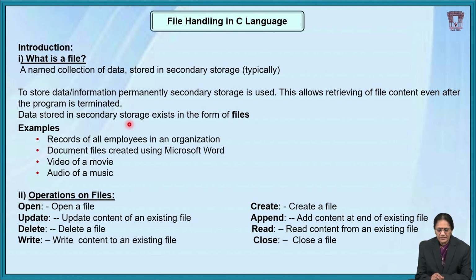And the data stored in the secondary storage always exists in terms of files only. And these files, based on the type of data that you're going to use, will be stored in the form of blocks. So here are certain examples that I would like to discuss. Records of all employees in an organization are usually stored in the form of files. For example, if I take students, if a student database is maintained in the college, it exists in a type of file called a database file.